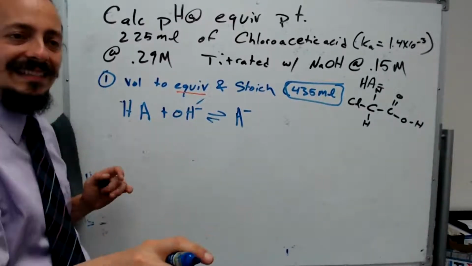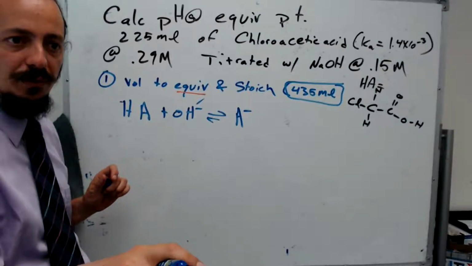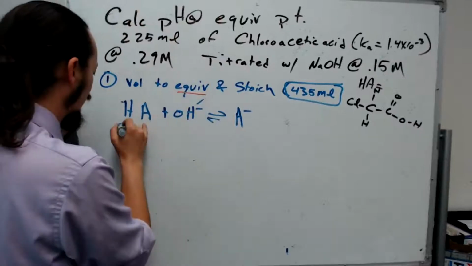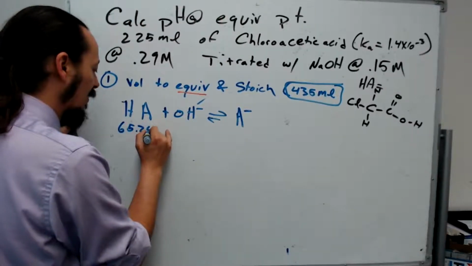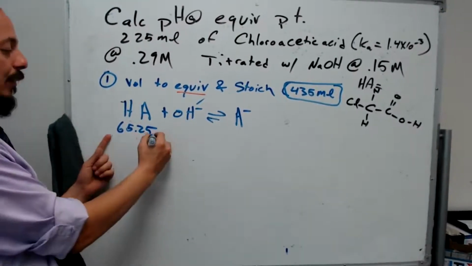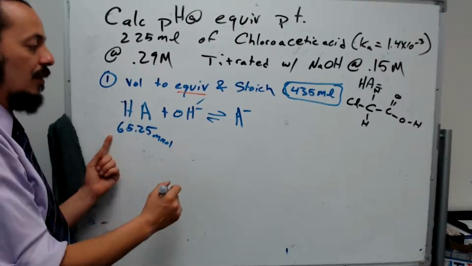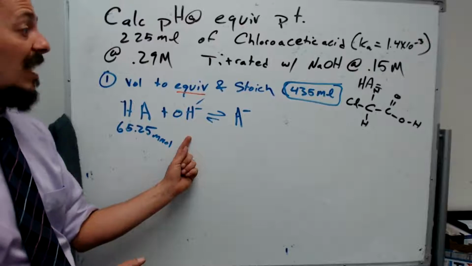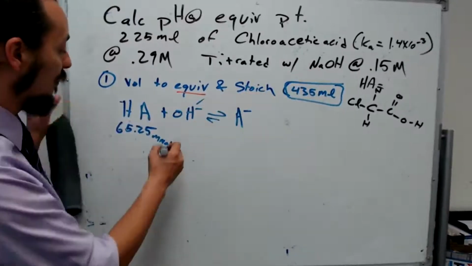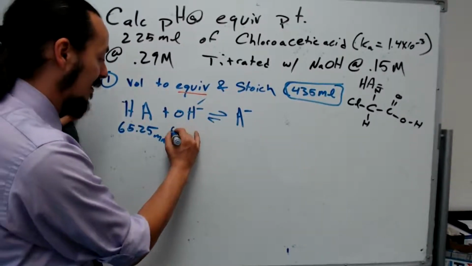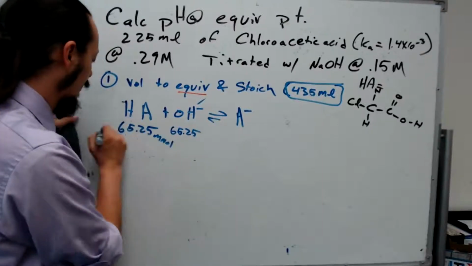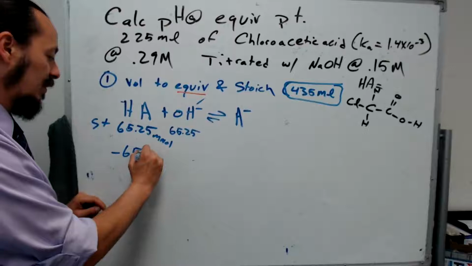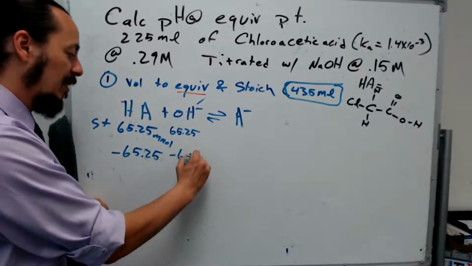Oh, was it 62.5, the number of moles that you calculated earlier? 65.25. 65.25, right? We already know the millimoles of the HA here. We also know the millimoles of the OH minus because we defined them to be the same. If I take my 435 times 0.15, I better get 65.25. That's the start of my reaction. I'm going to minus 65.25. This is why we can always skip this.